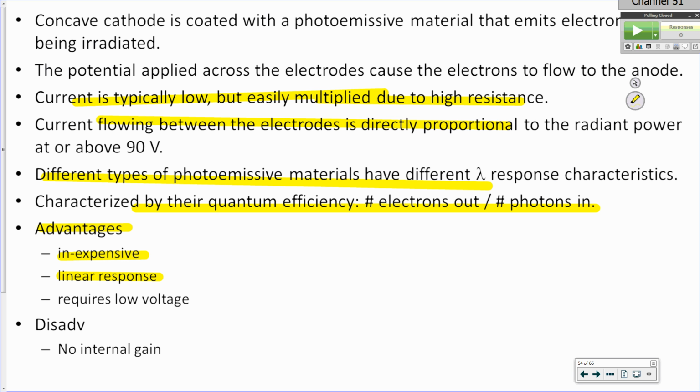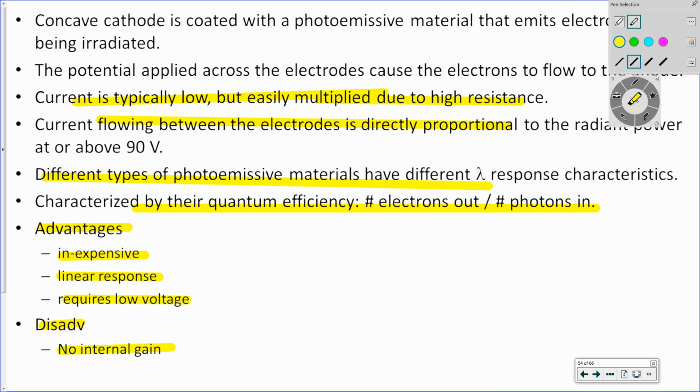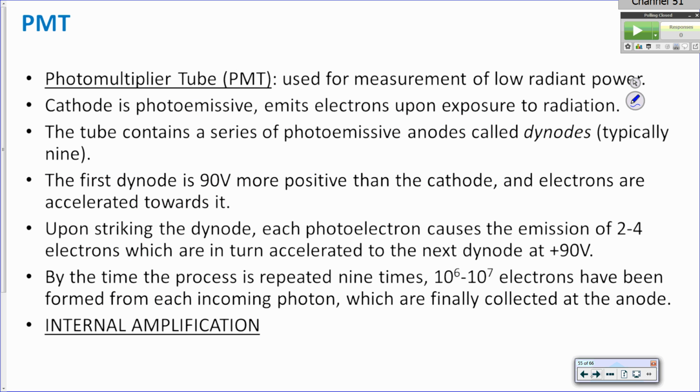Linear response, low voltage. The disadvantage to them is there's not an internal gain or amplification. They're good for high light situations, but they're not good for low light situations. So for the most part, I'll say old school. There are not many of these being shipped out in instruments today. They've been replaced by something better. So on higher end instruments, everything that you've used so far has been using a photomultiplier tube.